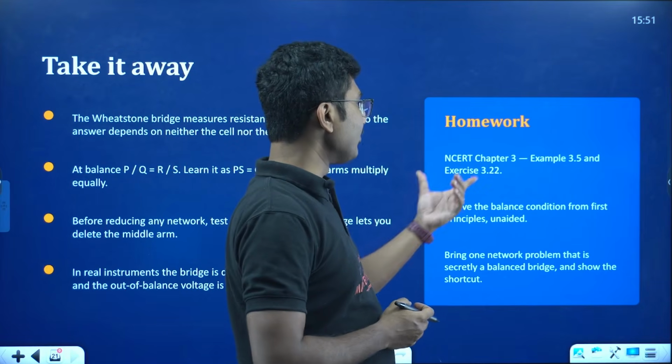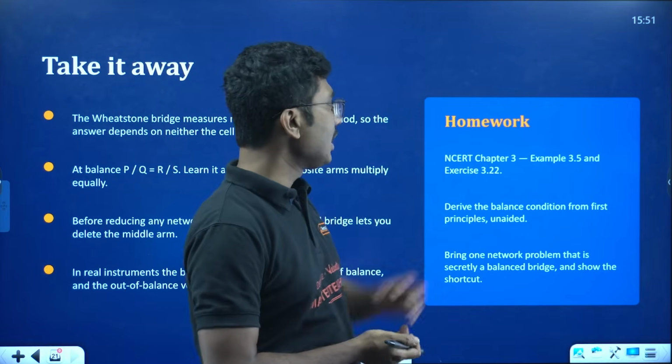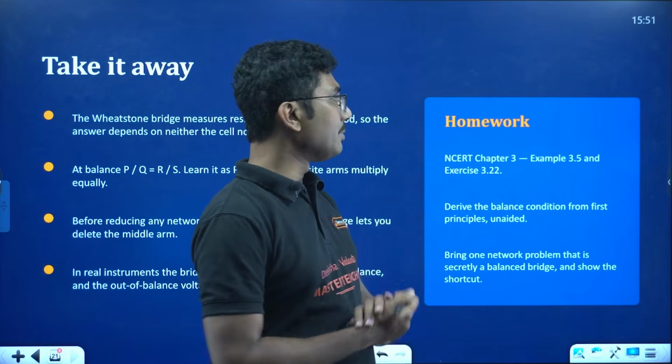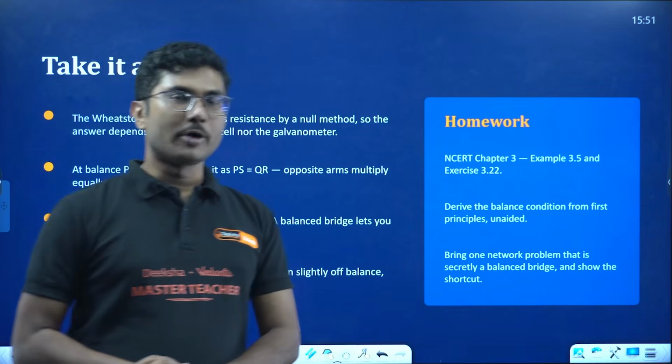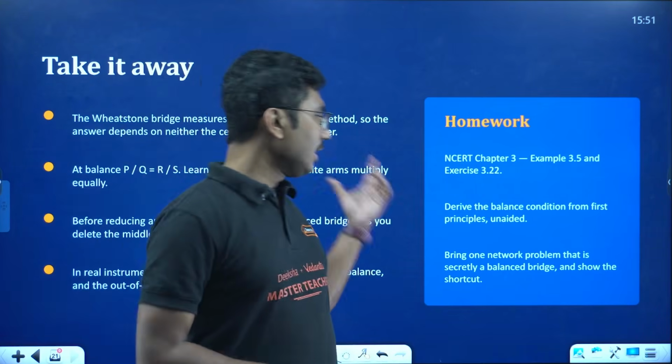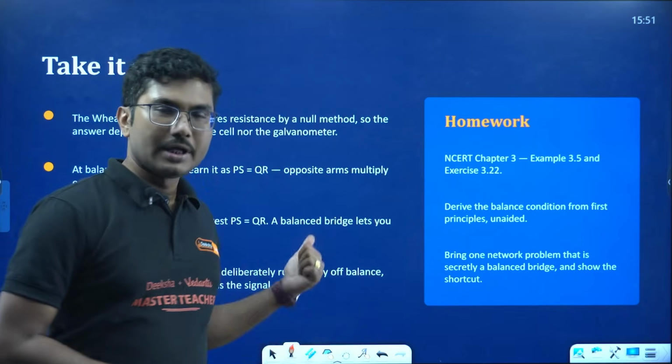Now obviously you can practice these homework questions. NCERT chapter 3, example 3.5 and exercise 3.22. These are the two homework questions that I am giving to you. Derive the balance condition. Obviously I have done it.